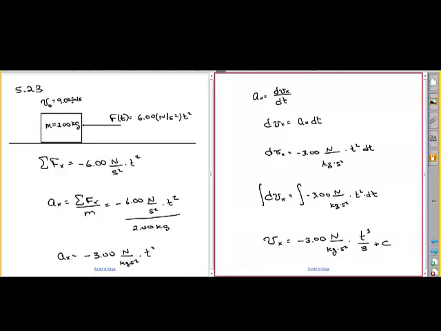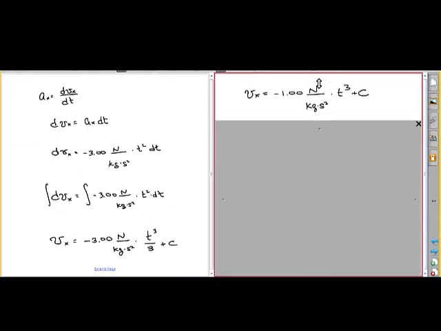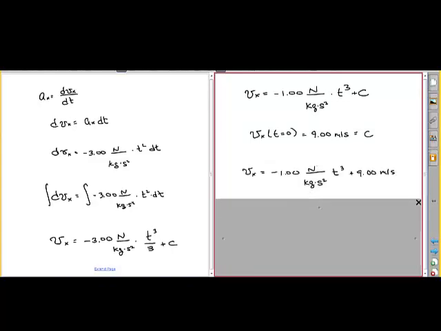So we're going to use these initial conditions. V0, which is at t equals 0, is 9 meters per second. Here I just divided by 3, so I just simplified the constant. So we know that at t equals 0, the velocity is 9 meters per second. This term will go to 0 at t equals 0. That leaves us with c equals 9. So this is our general solution. This is our particular solution.